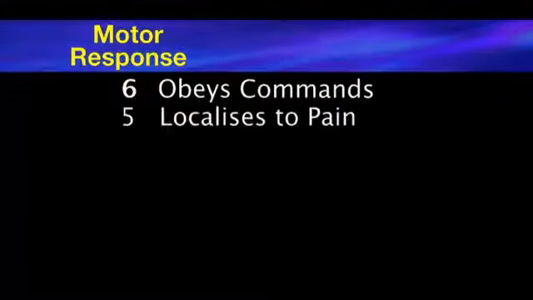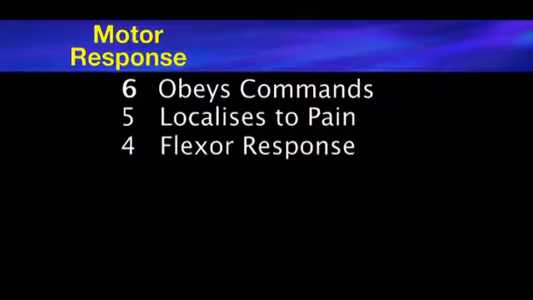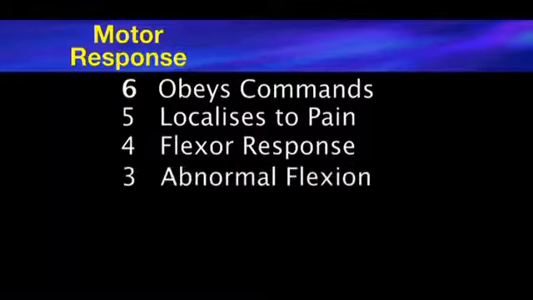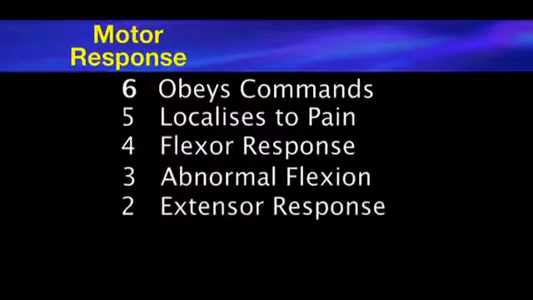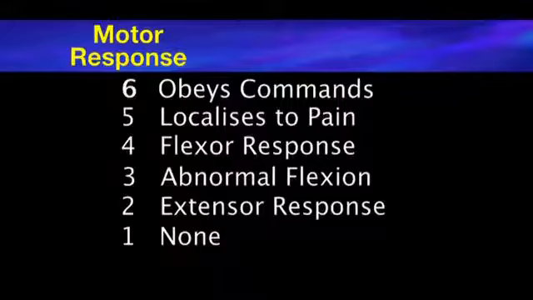The final aspect of the GCS is the motor score. This has a maximum of 6. A score of 6 is given to a patient who is able to obey commands. 5 if the patient localizes to a painful stimulus. 4 if the patient flexes or withdraws from the painful stimulus. 3 if the patient has abnormal flexion. 2 if the patient extends. And 1 indicates no motor response.